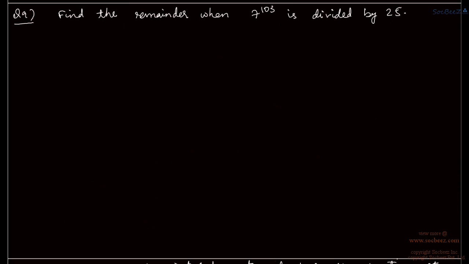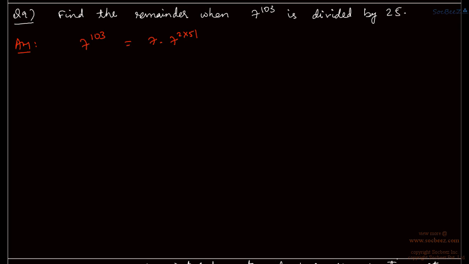This question is pretty straightforward. Question says find the remainder when 7 power 103 is divided by 25. Okay, just see how this kind of question is done. What we do is we just express 7 power 103 in terms of a binomial expression. The power 103 can be written as 7 into 7 power 102.